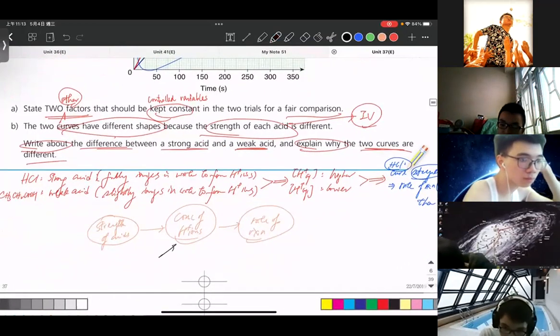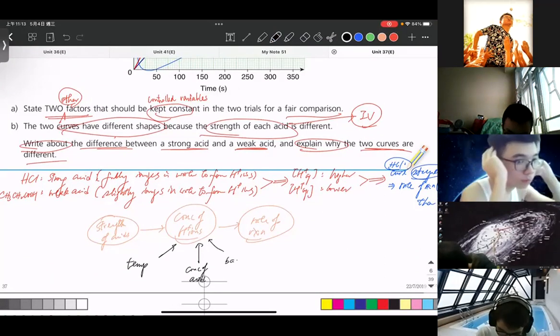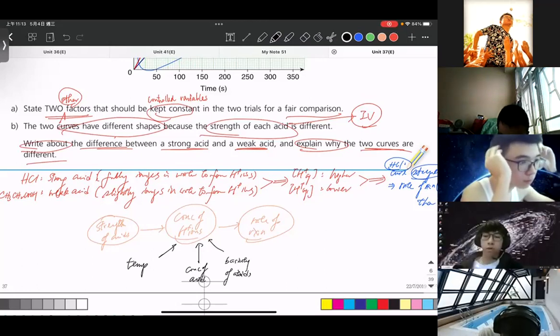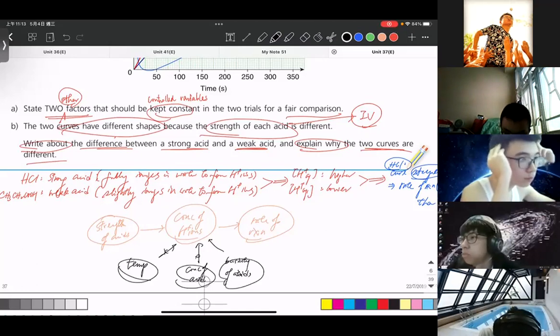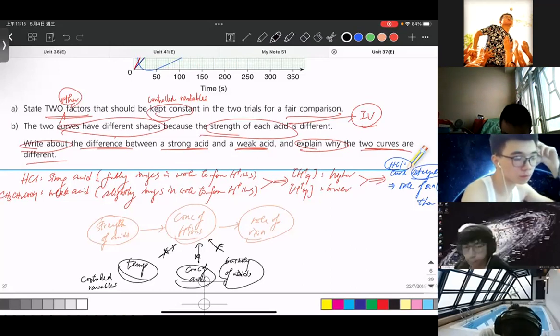Of course, you may soon find that the concentration of hydrogen ion will also be affected by the temperature, as well as the concentration of the acid, and also basicity of acid as well. Do you understand? So if you want to be more exact, these three factors should be kept the same, which means that you are going to make them control variables. Do you understand? You're going to make these three factors the same so as not to affect the concentration of hydrogen ions.